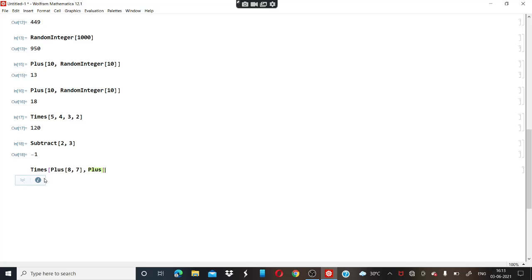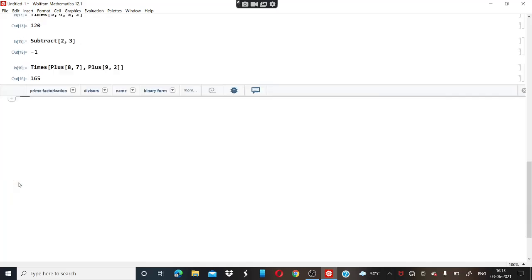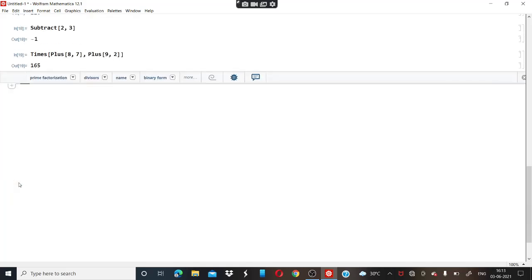So for that we are going to use 9, 2. There are two numbers, 9 and 2. Then we close the bracket and press shift and enter. We will get 165. Now compute 26 minus 89 divided by 9.